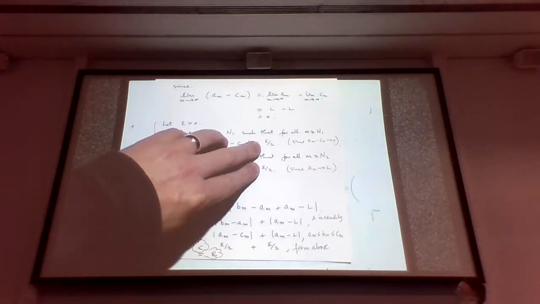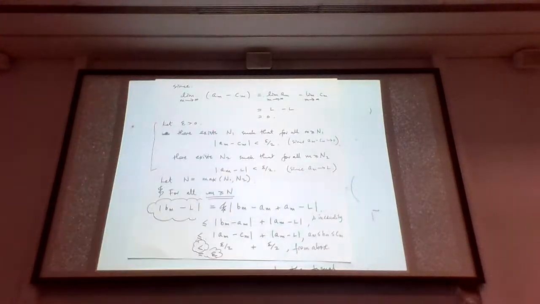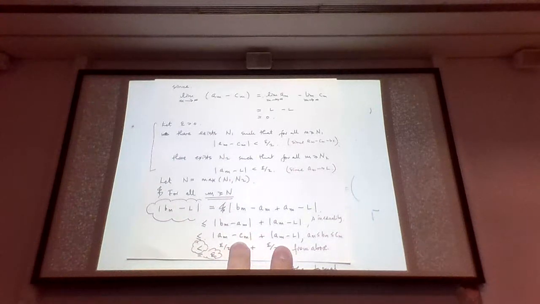So that's our goal here. That's why I arranged that these two were smaller than epsilon over 2, and this distance I'm interested in is smaller than the sum of those two distances.